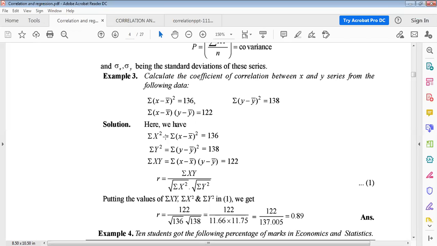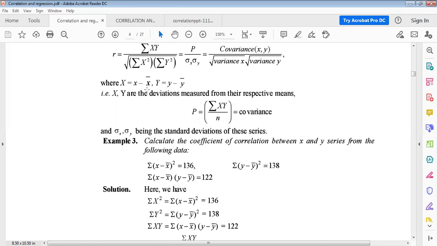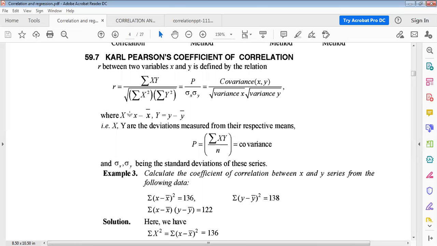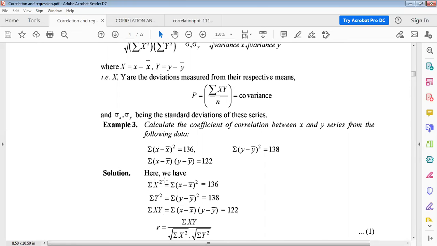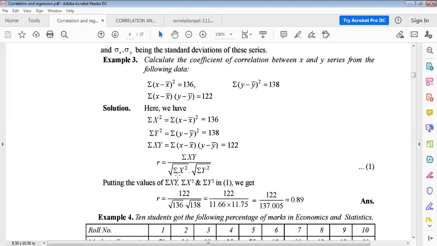Now here, summation x square equals this, actually. Summation x means what? X minus x bar. We have to remember this notation. This is the notation of the formula of Karl Pearson's coefficient of correlation. Remember it. So capital X will be x minus x bar. This is capital X square, and capital Y square is this, and capital XY is this. Just as we know, R, the correlation coefficient of Karl Pearson, equals summation xy divided by the square root of summation x square times the square root of summation y square.